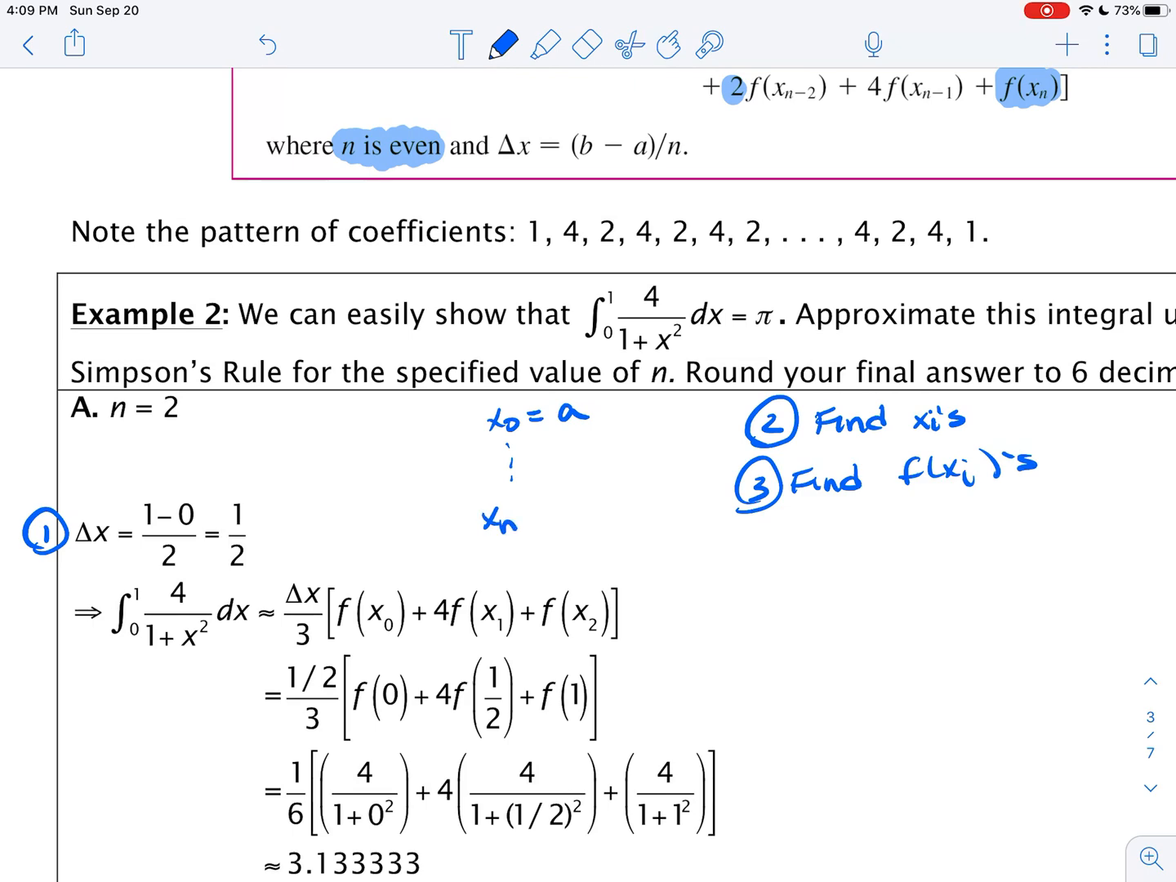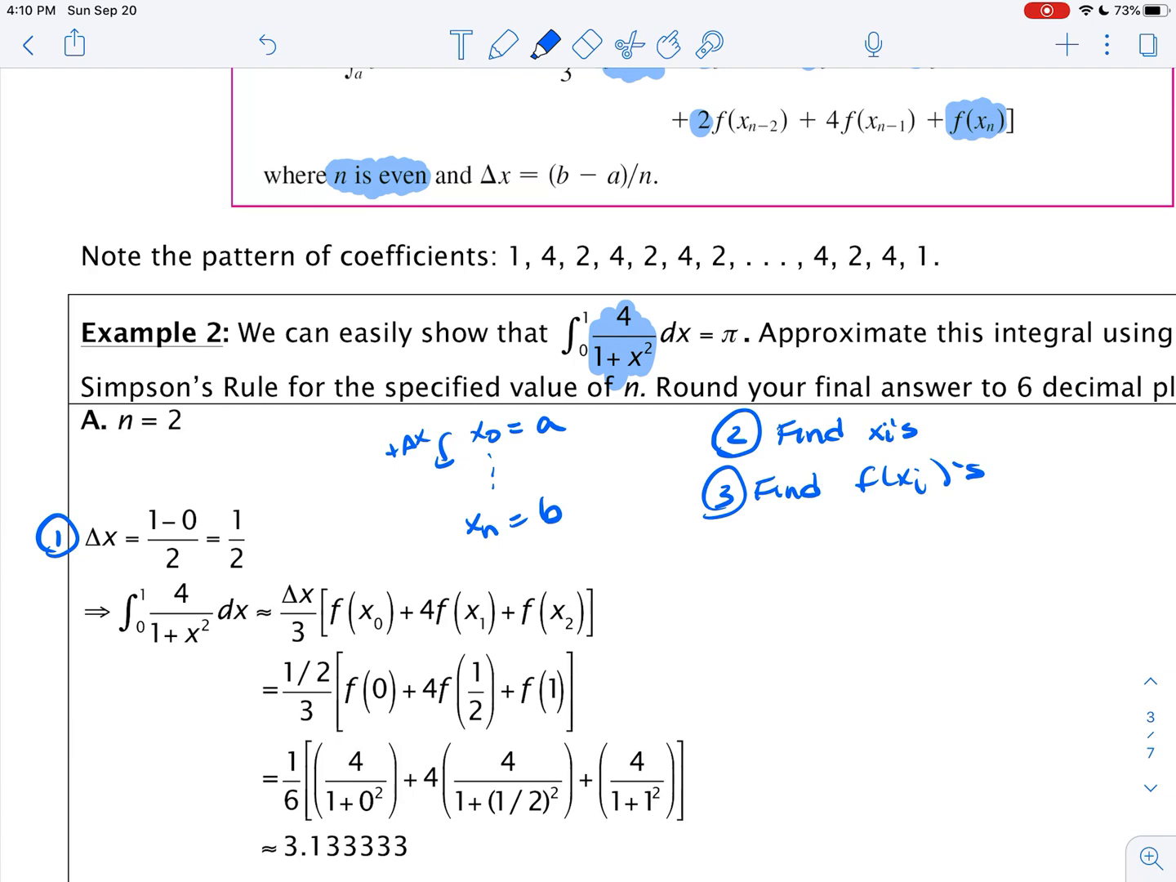right? And knowing that x sub 0 does start with a, and your x sub n ends with b, and you keep adding delta x for each one. And then once you find your xi's, you can find your f of xi's, and you know your formula for f of xi is always your integrand expression. And so you see here our approximation is delta x over 3 of f of x sub 0. We begin with the coefficient 4. Since we only have two partitions, we only have x sub 0, x sub 1, x sub 2.